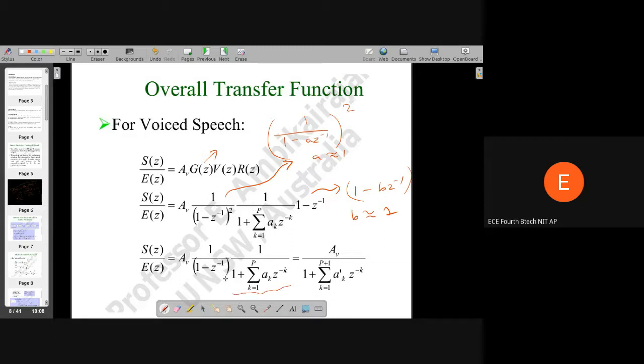Finally, you have all this. If you club all this together, this is what you get. For voiced speech or unvoiced speech, the same thing you will get, more or less. So it's a polynomial of z below, and this is your excitation signal, whether it be impulse or random noise, and this is your speech signal, and this is the transfer function. You can also say it's z equal to this.